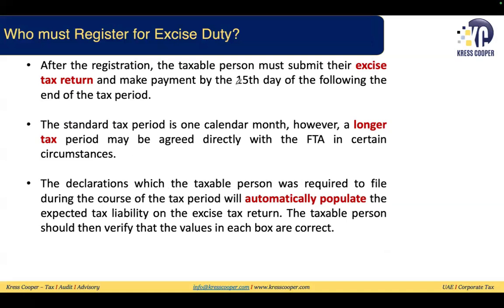The timeline, as I mentioned, is the 15th of the following tax period. This tax period is usually 1 month as per law, but you can take a longer tax period after discussion with the FTA. So whenever the tax period comes to an end, within 15 days you need to log into the Imara portal, populate your excise tax return from the respective declarations, review the return, submit it to the FTA, and pay the excise duty as well.